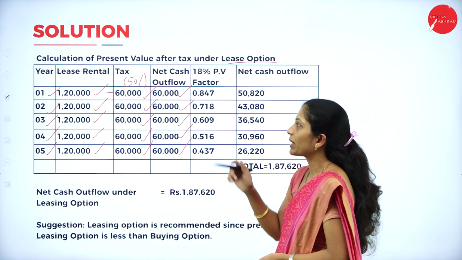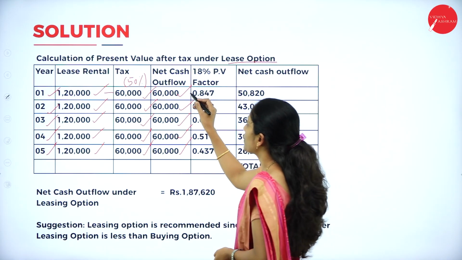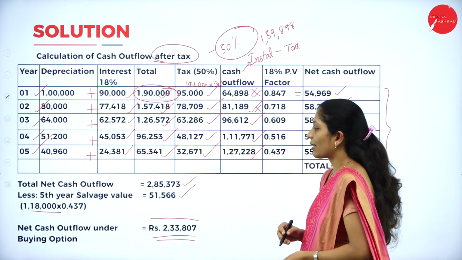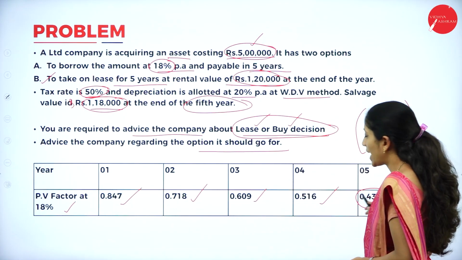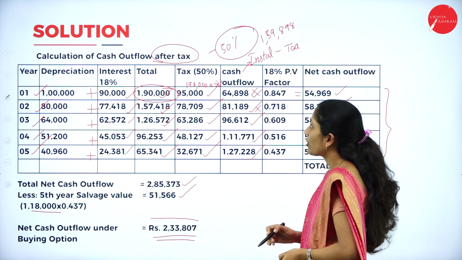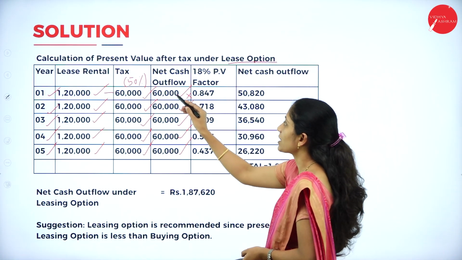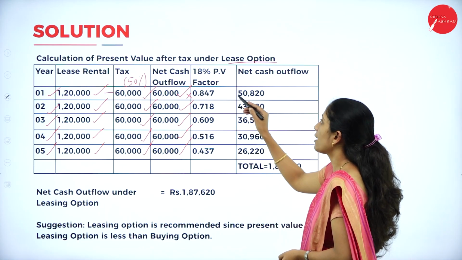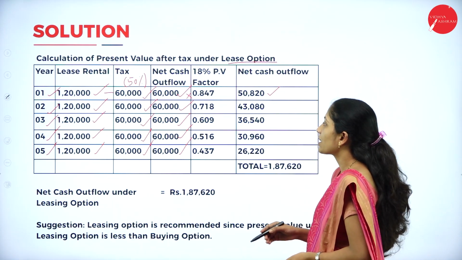Now multiply it with 18% PV factor. They have already given in the question 18% PV factor. If you see the question here, they have given 18% PV factor. So we have to multiply with this PV factor. So what is the PV factor? That is for first year it is 0.847. So 60,000 into 0.847 will get net cash outflow. How much? That is 50,820.